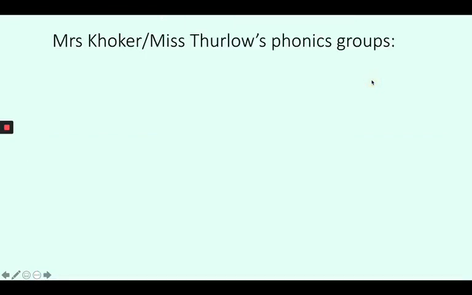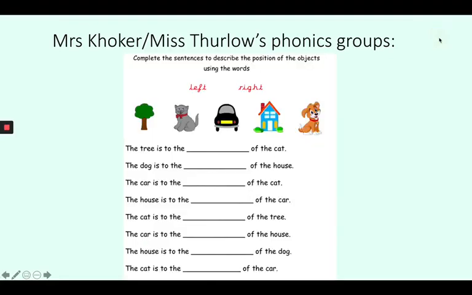But if you're in Mrs. Coker or Miss Thurlow's phonics groups, your task is, I've got this sheet on the Grange website, you are going to complete the sentences to describe the position of the objects using the words left and right. So you have to look at these images and you have to tell me if, for example, the tree is to the left or to the right of the cat. Okay, that's your task.